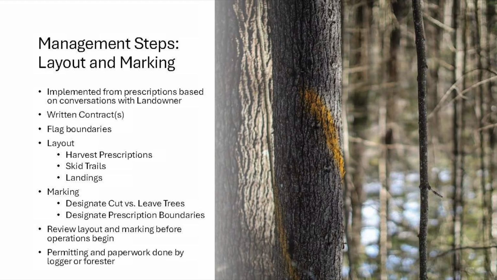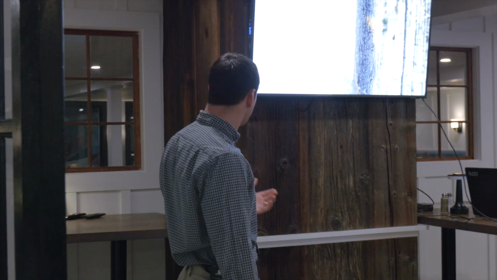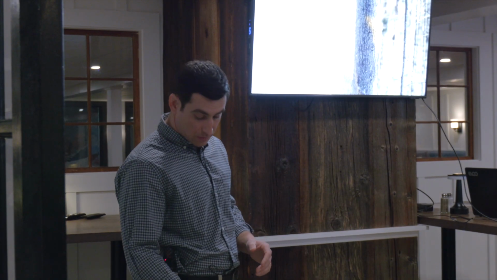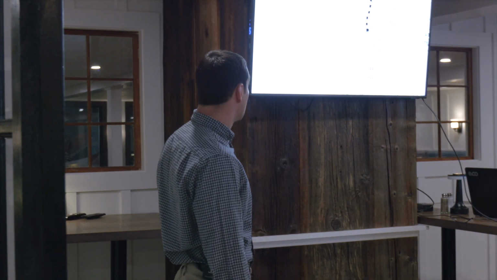One tip that I think is great for all landowners to do is to review that layout and marking on the ground before operations begin, just to do a final site inspection before the equipment comes, because once a tree is cut and severed from the stump, it is real hard to put it back, and I wouldn't recommend it. So there's some permitting and paperwork required to do a harvest in the state of New Hampshire, but that should be handled by the logger or the forester.